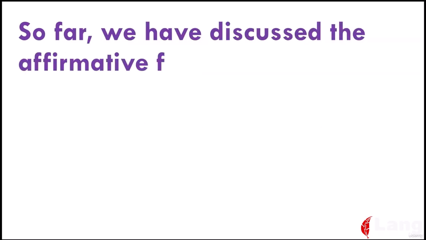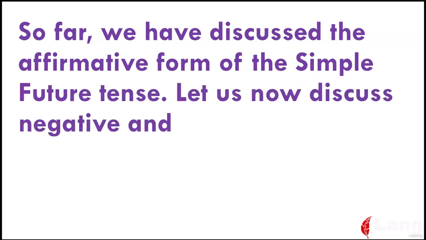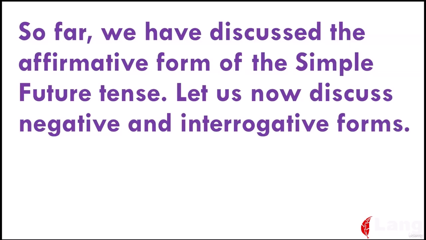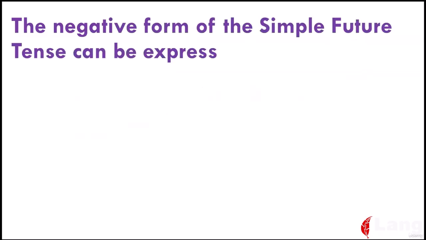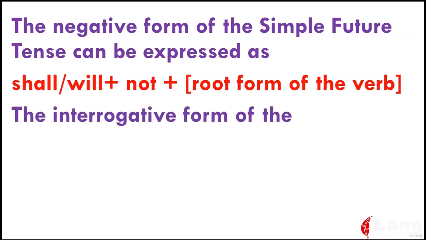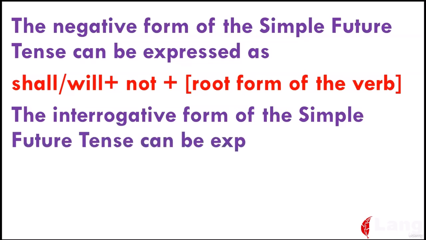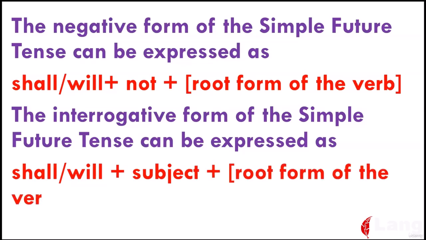So far, we have discussed the affirmative form of the simple future tense. Let us now discuss the negative and interrogative forms. The negative form of the simple future tense can be expressed as shall or will plus not plus root form of the verb. The interrogative form of the simple future tense can be expressed as shall or will plus subject plus root form of the verb plus question mark.